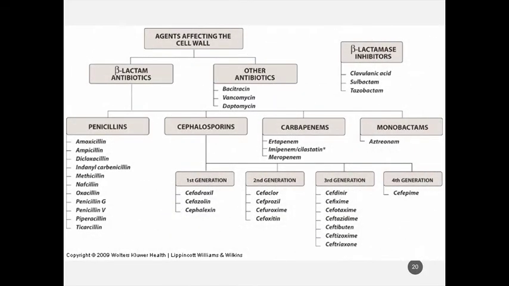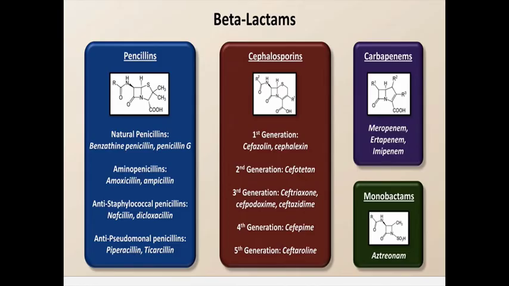So let's talk about the first group. Oh, here's another picture of this. This is a nice picture. This is the beta-lactam family, only not the glycopeptides. So you see the penicillins, the cephalosporins, the carbapenems, and the monobactams. And you can see some of the different drugs that are in there.